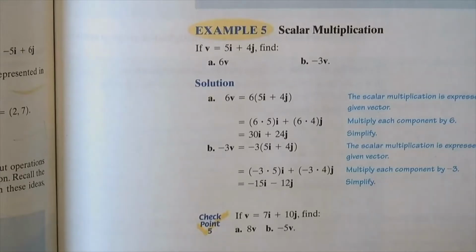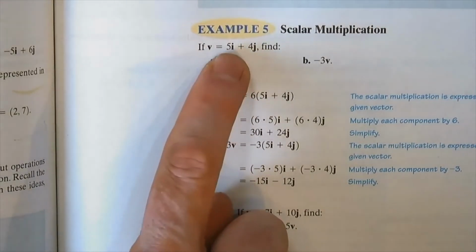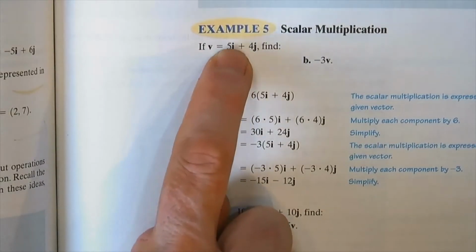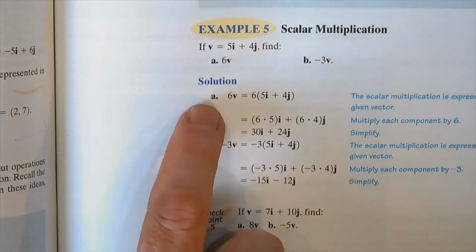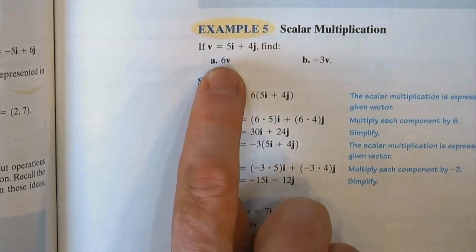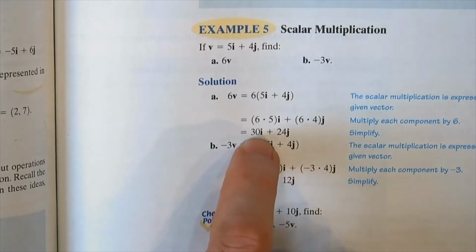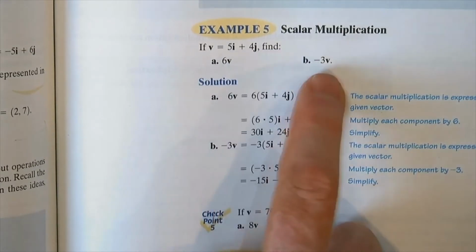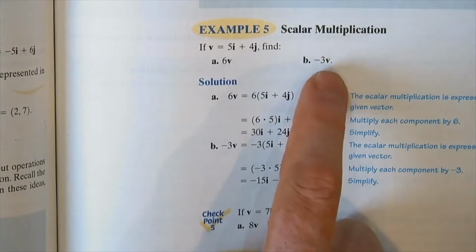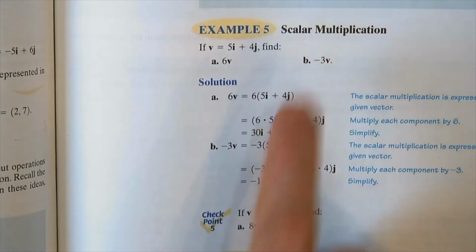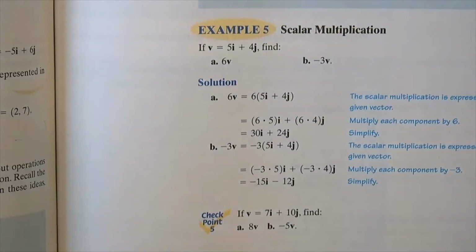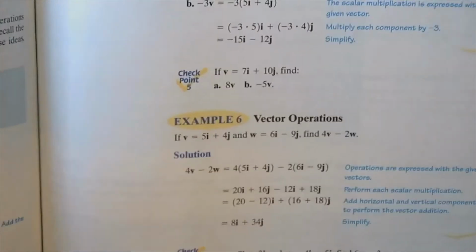The book has lots of examples, like here's v. What's 6v? Okay, 6 of those and 6 of those. That's just multiplying it. They call it a scalar because 6 is just a plain number. 6 times each one of these, just jump to here, 30 and 24. What's -3 of these? Times it by -3, so -15, -12.